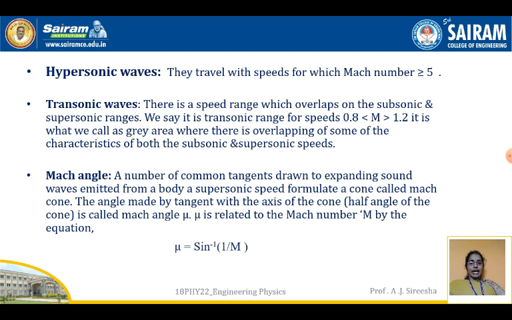Next is the Mach angle. A number of common tangents drawn to expanding sound waves emitted from a body at supersonic speed formulate a cone called a Mach cone. The angle made by the tangent with the axis of the cone, that is half the angle of the cone, is called the Mach angle mu. Mu is related to the Mach number M by the equation mu is equal to sine inverse of 1 by M.